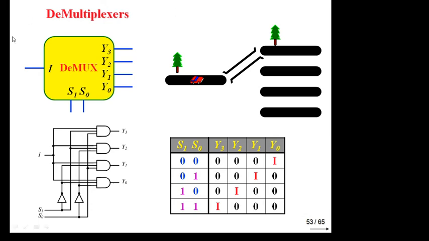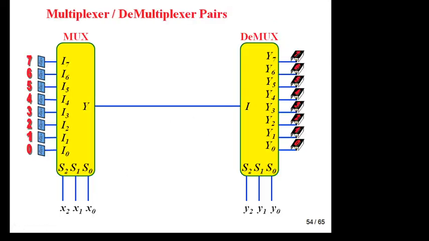This is your demultiplexer circuit. You are getting only minterms, product terms, not in SOP form. That's why we will use an OR gate. This is your multiplexer and this is your demultiplexer. It is used for synchronization purposes, to synchronize the data.